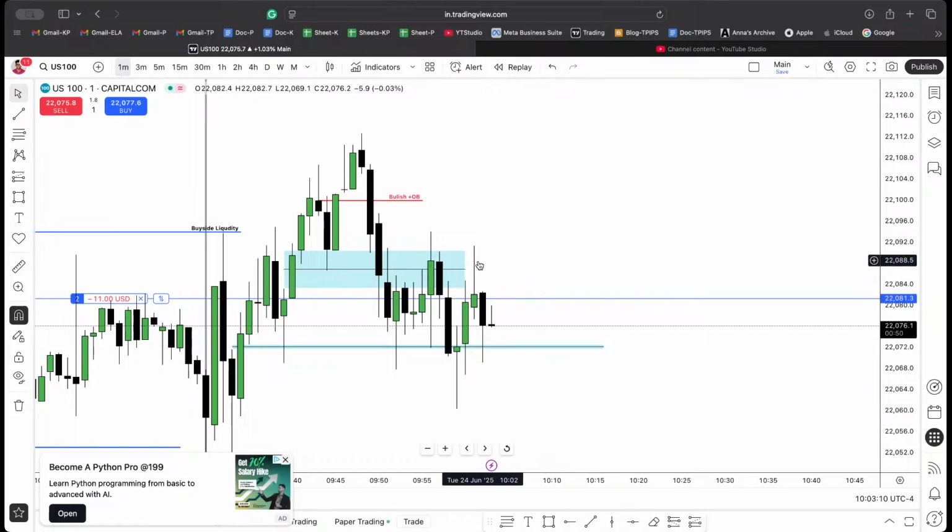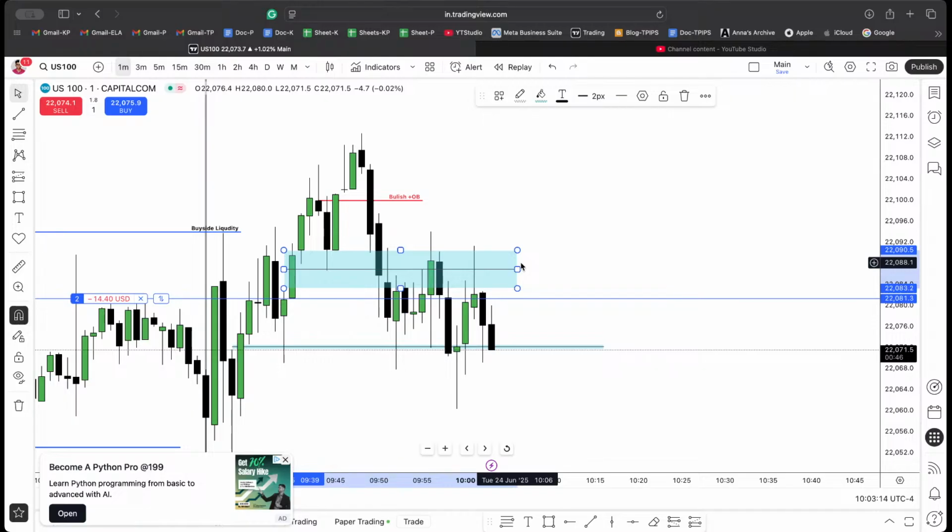We will see in the future how many of these hold true, and these teachings have been given by Michael Huddleston, or ICT, where he has talked at length about how the algorithm moves the price and how the market moves according to it.